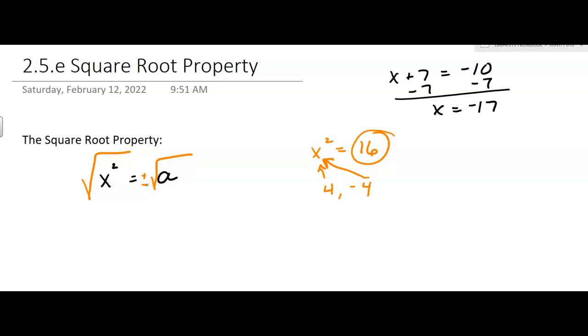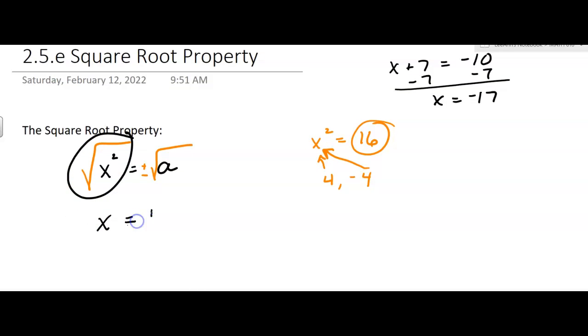I did that with the orange pen. So when I take the square root of both sides, I have to put the plus or minus in front of that square root. And so here we're saying x, because the square root of x squared would just be x, equals plus or minus the square root of a, whatever a is. That's the square root property.